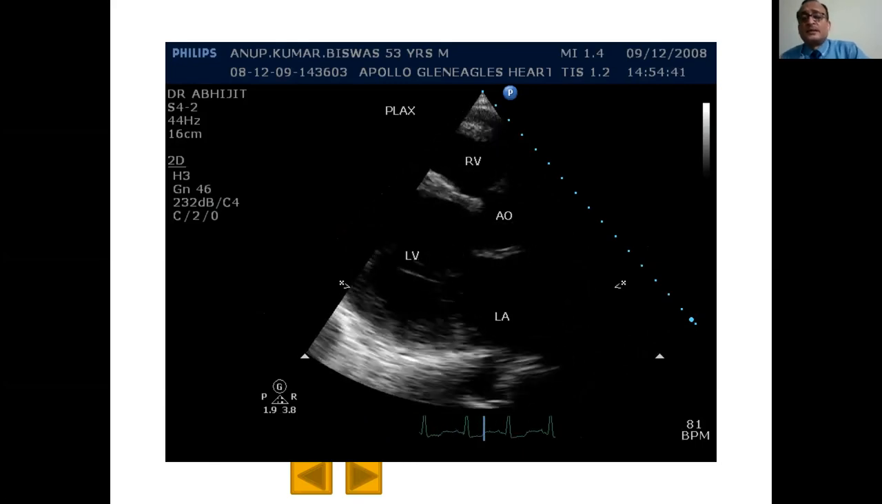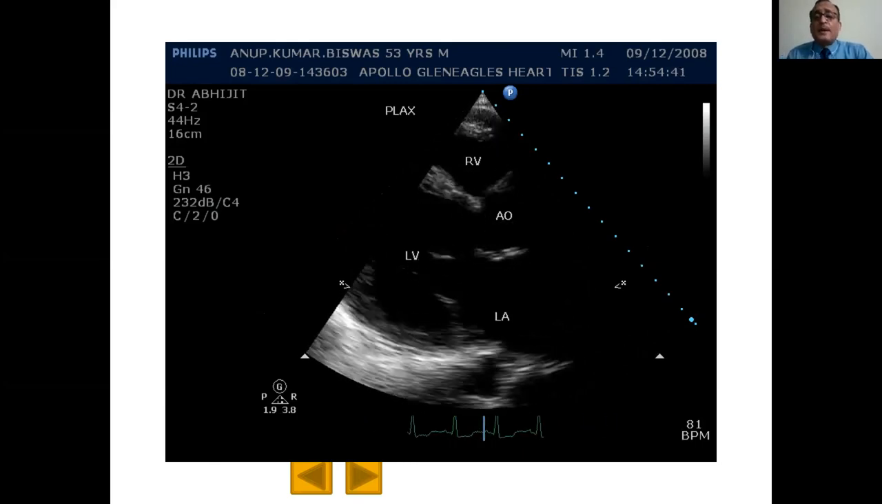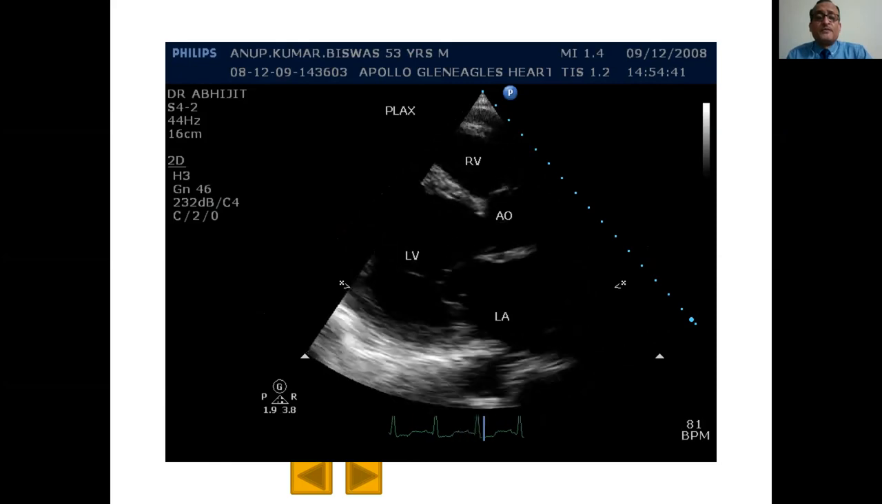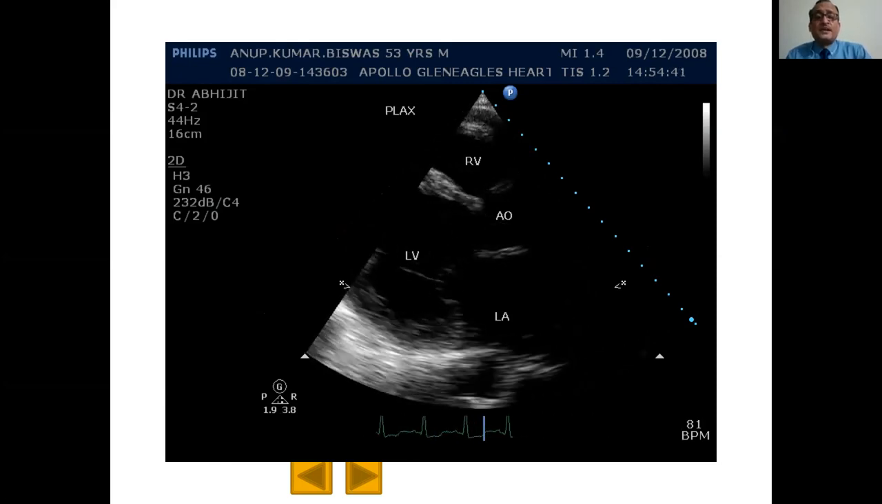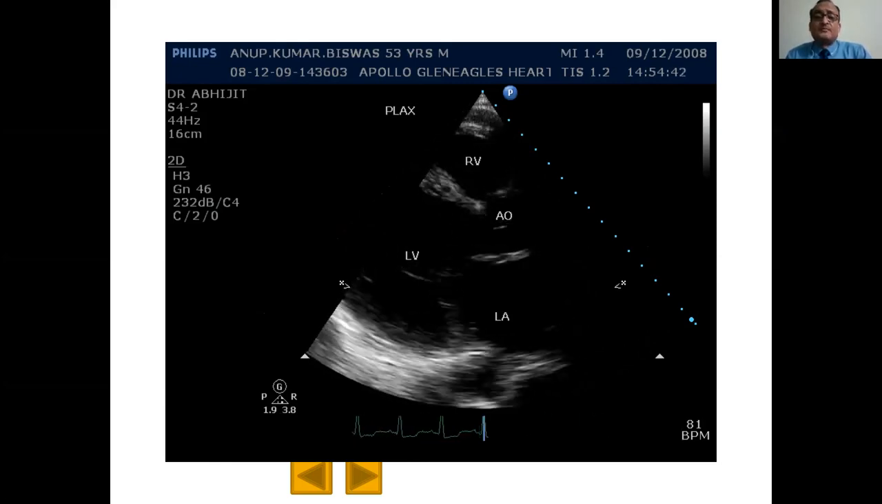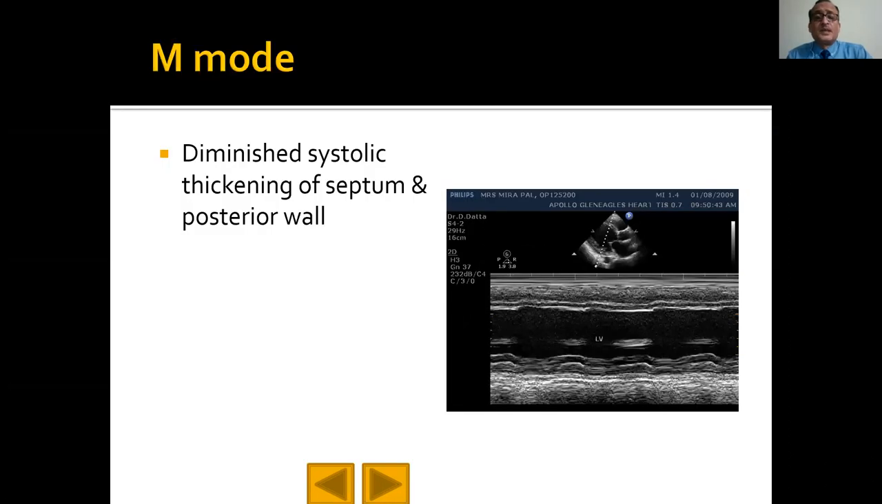Same patient, a picture taken from the parasternal long axis view. Very poor systolic function, very poor systolic thickening. There is diminished systolic thickening of the septum and the left ventricle. This is septum and this is left ventricular posterior wall. There is diminished systolic thickening of septum and posterior wall.